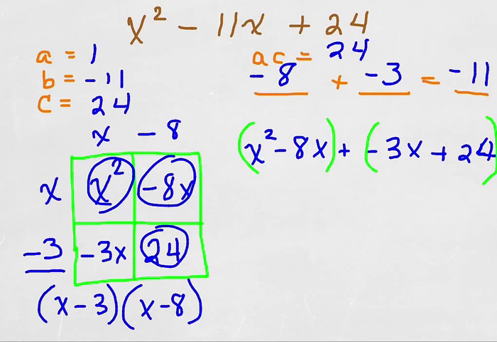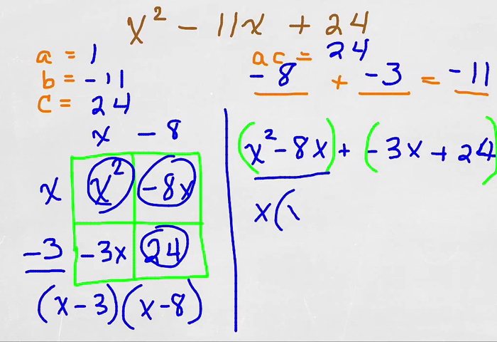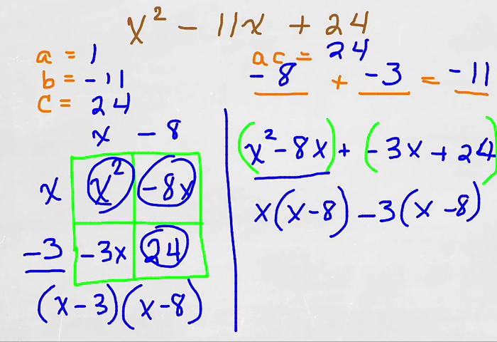And we can see the same thing in this grouping method here. The GCF of this binomial is the same as the top row of the box. And the GCF of the second binomial will be negative 3, and when I just factor that out, I'll be left with x minus 8.